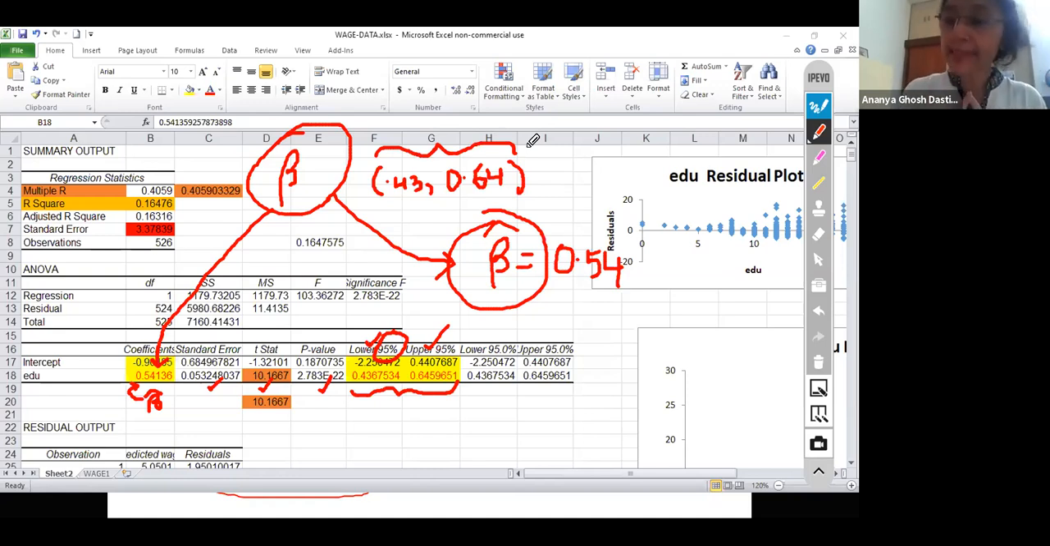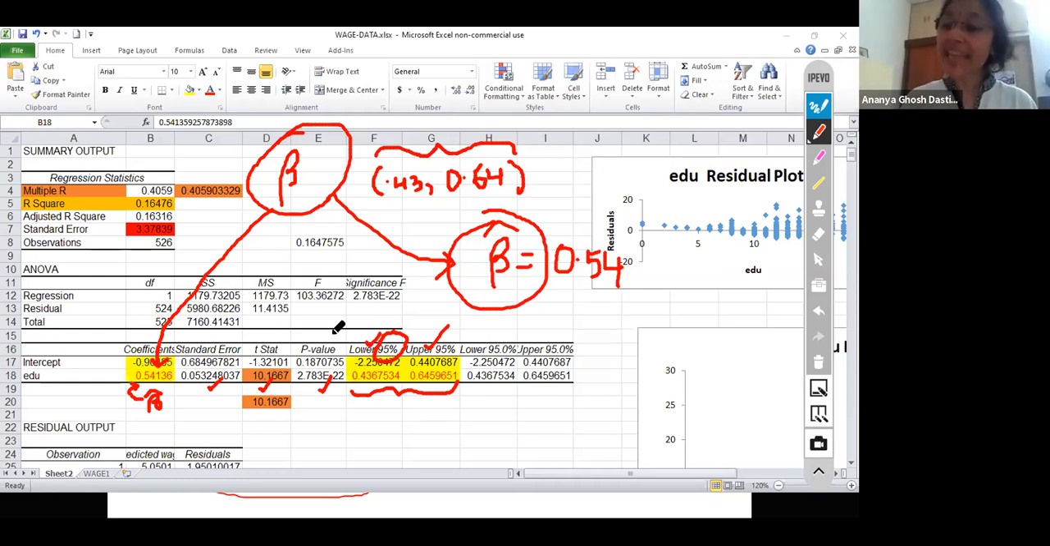Is this correct? Now, please note, I am not saying that beta lies in the range. I am saying the range will contain beta. There's a reason for that. You see, the range itself is random. If you change your data, you will get another range, right?